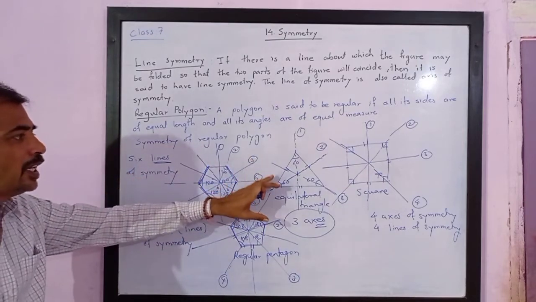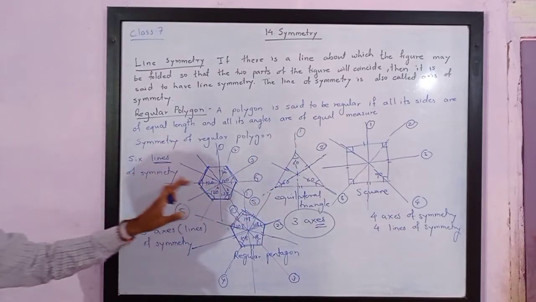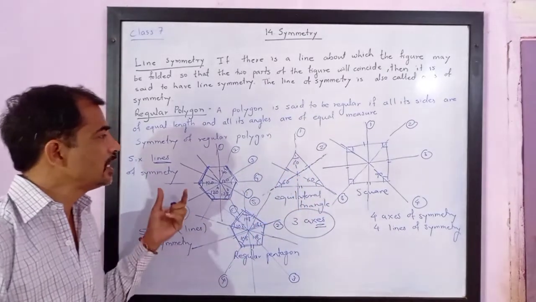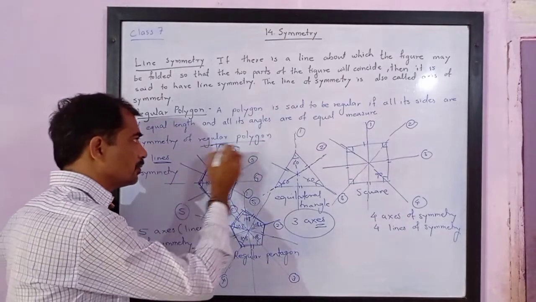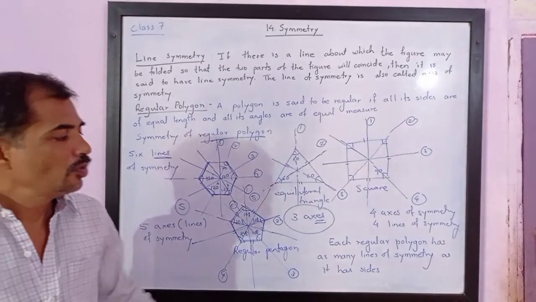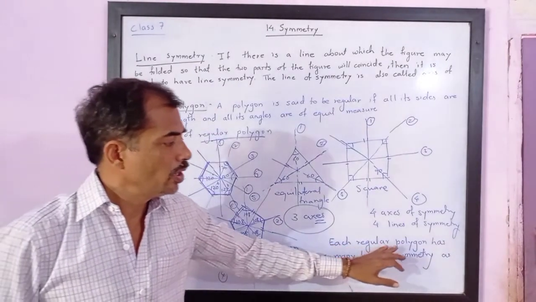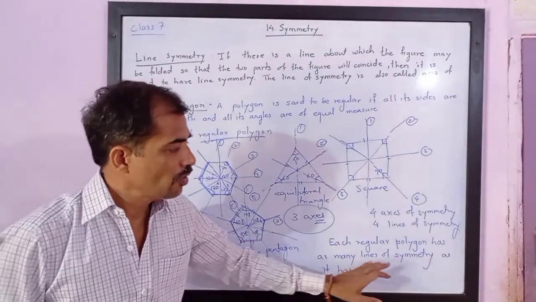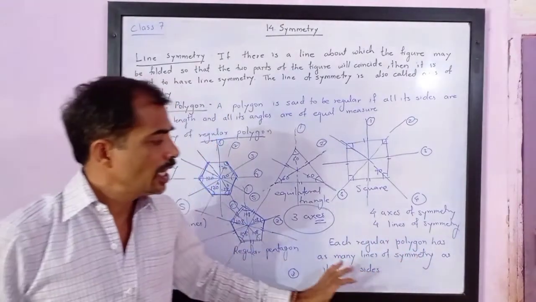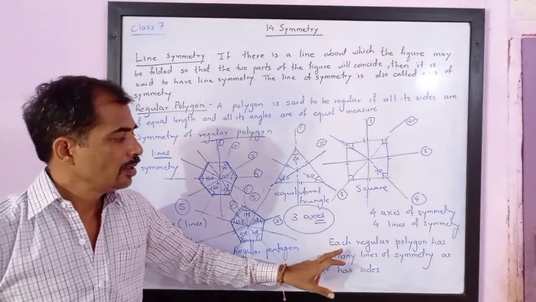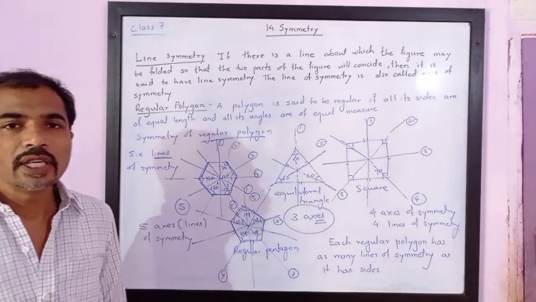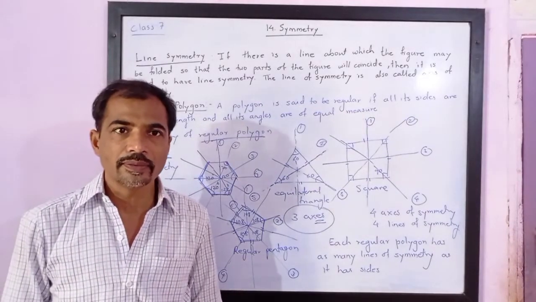So the number of sides is equal to the lines of symmetry in the case of a regular polygon. Thus, we can say that each regular polygon has as many lines of symmetry as it has sides. So, in general, we can generalize the statement and write that the lines of symmetry are equal to its sides if the polygon is a regular polygon.